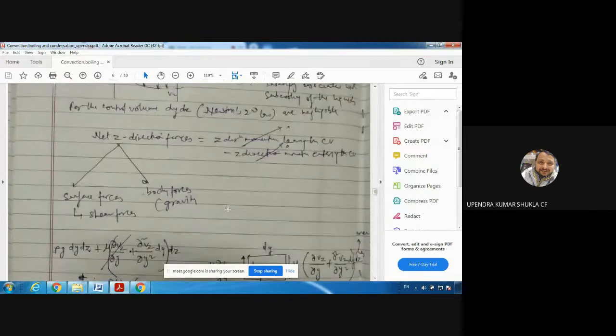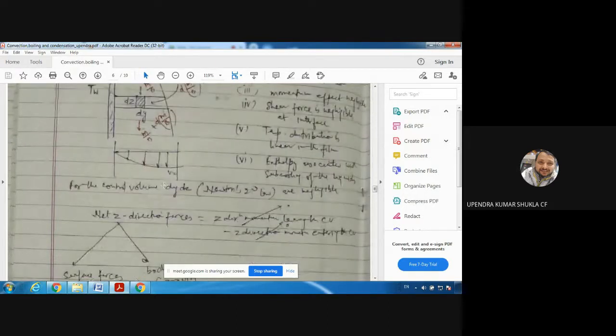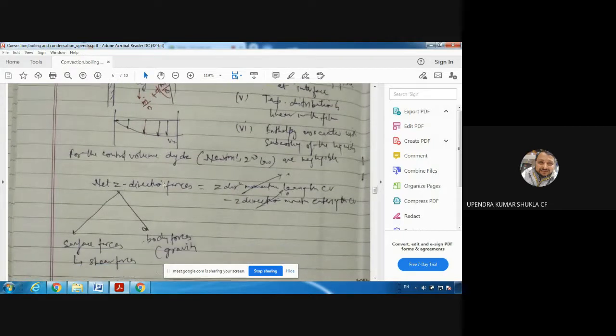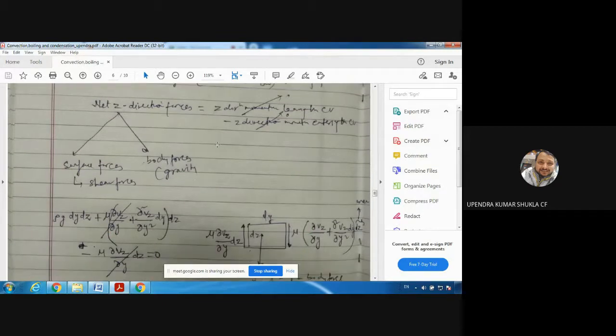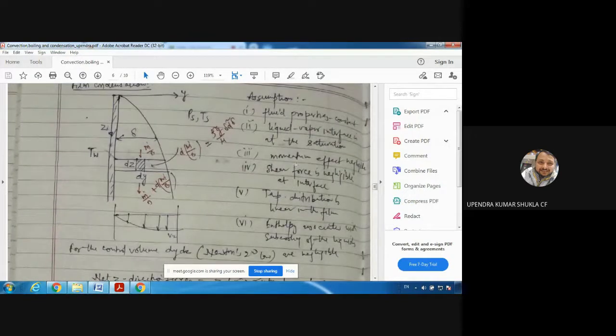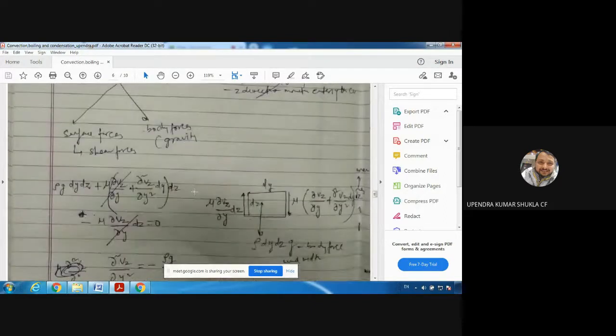Now let's come over to the momentum balance. Momentum balance is nothing but Newton's second law. For the control volume dy dz, with dz in this direction and dy in this direction, you will find the net z direction forces: surface forces, shear forces, and body forces, gravity forces. Then there is the z direction momentum leaving and entering the control volume. Since we have taken in the third assumption that momentum effects are negligible, the right hand side will become zero.